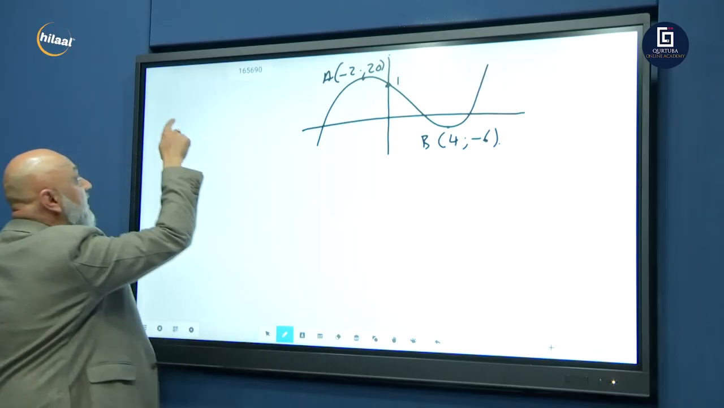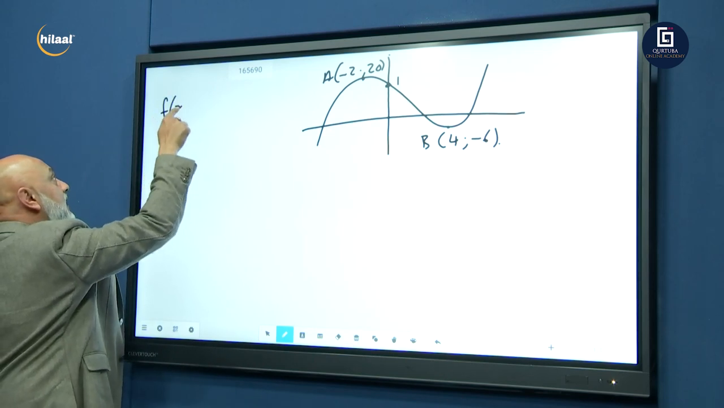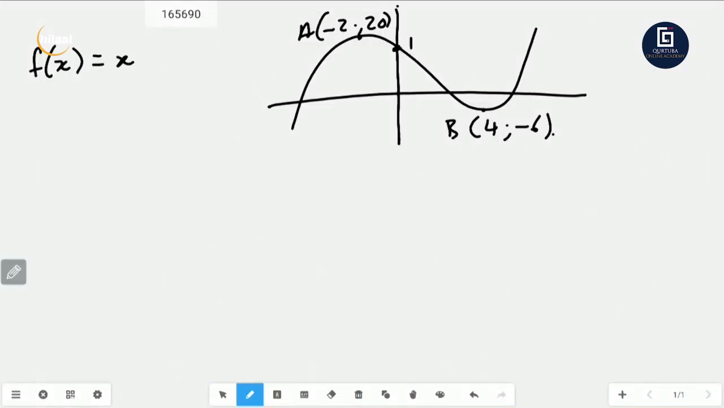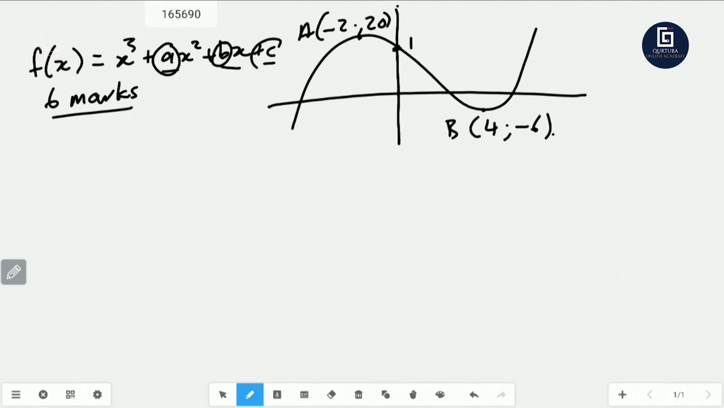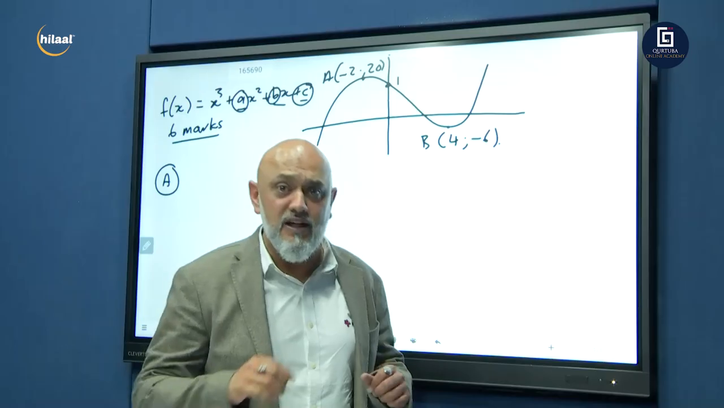I tell you that the equation of this graph is given by f(x) = x³ + ax² + bx + c. Find a, b, c for 6 marks. What do you need to do, guys? We need to find the value of a, the value of b, the value of c. So that's your question. That's the scenario that's given to you in your exam.